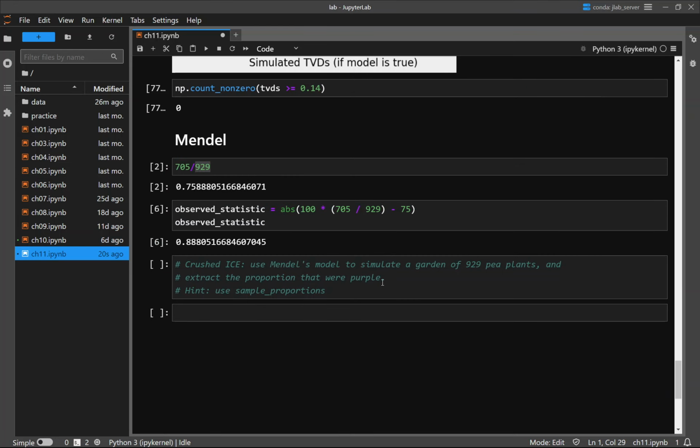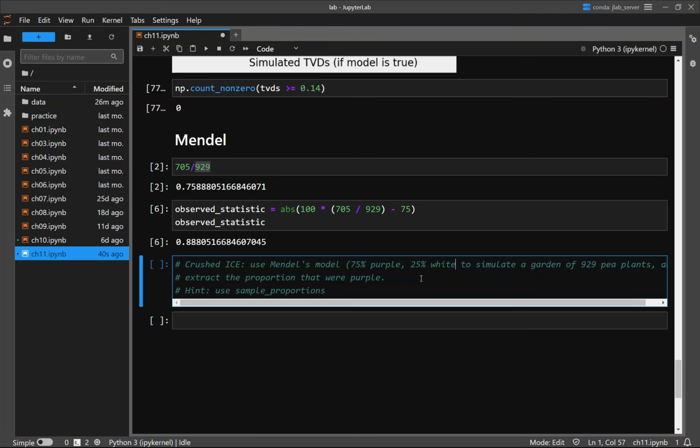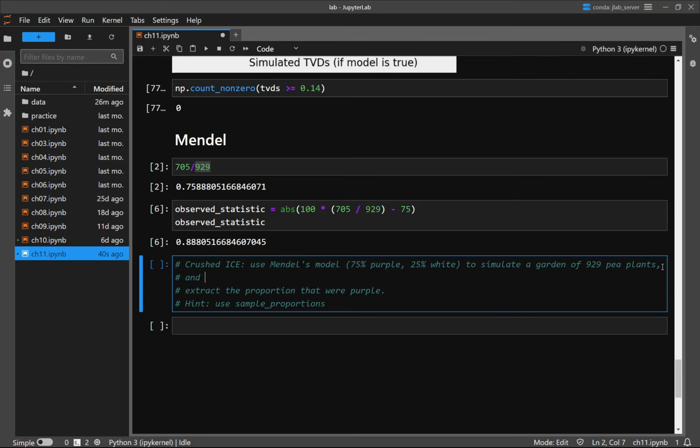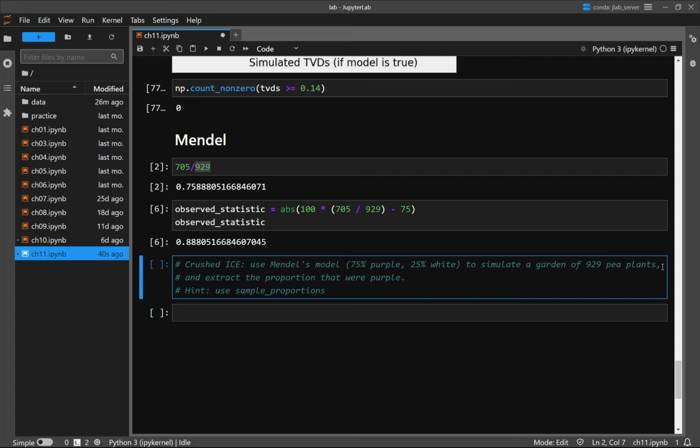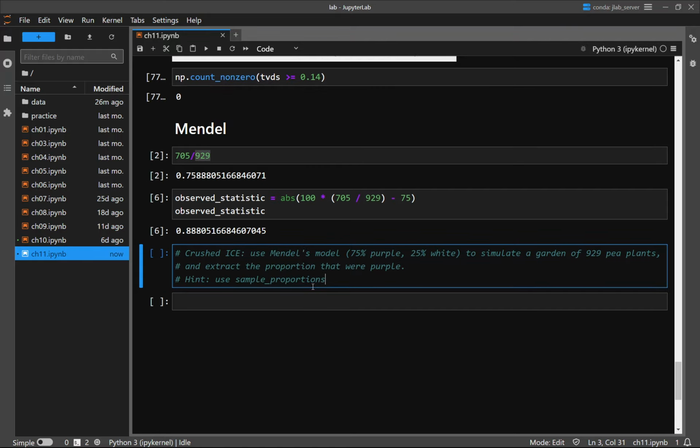But here's the setup. Remember that our model is that we've got 75% purple and 25% white pea plants, and you want to simulate a garden of that many. Okay, extract how many you saw. The proportion that were purple, the percentage that were purple. Okay? Questions about the question before I let you try it? So yeah, go to the code from class from last lecture, because you'll have all the stuff from before at least, and see if you can get this working.